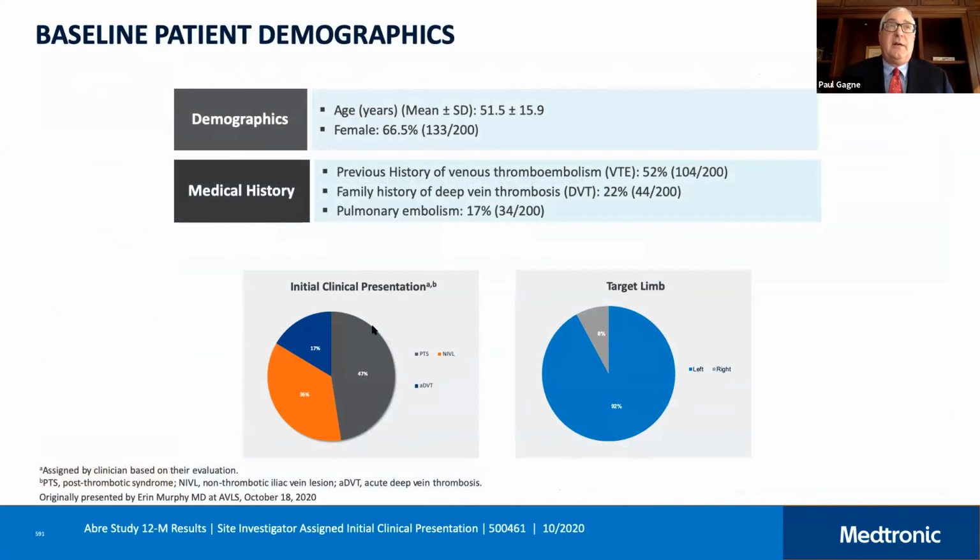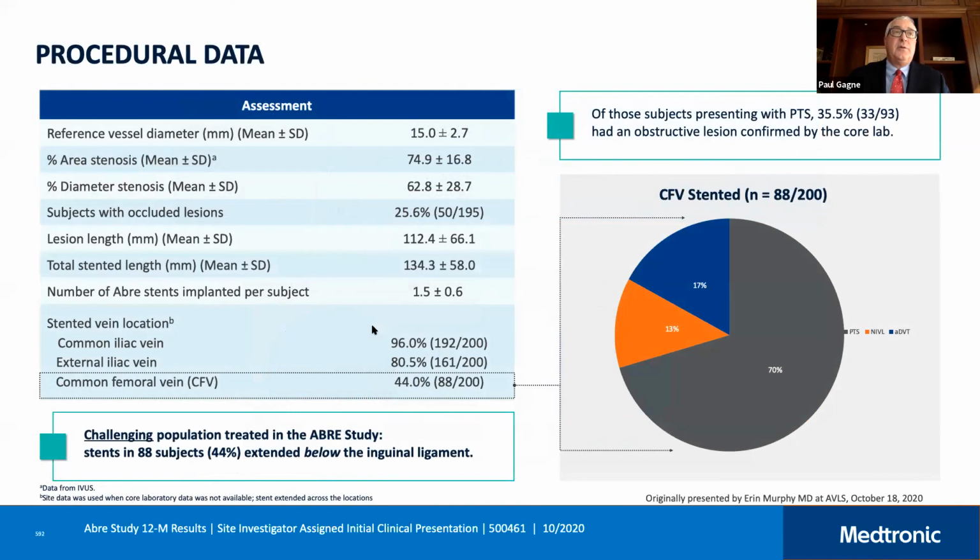You can see here the demographics on the bottom left pie chart, compression lesions in 36%, PTS or post-thrombotic syndrome in 47%, and acute DVT in 17%. The left leg was most frequently intervened on. So this was a good cohort of patients with real world experience.